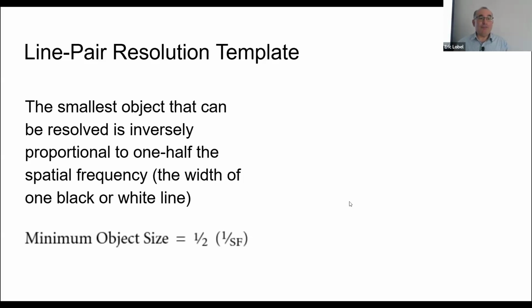Okay, so some math, right? The smallest object that can be resolved, in other words, seen, is known to be inversely proportional to the spatial frequency that is given to you. So there's this formula. We're going to do an example. It's really not that tough, right? The minimum object size is going to be 1/2 or 0.5 times 1 over the spatial frequency. PEMDAS, if you remember your math rules about what goes first, second, and third, is we're going to do the stuff in the parentheses first.